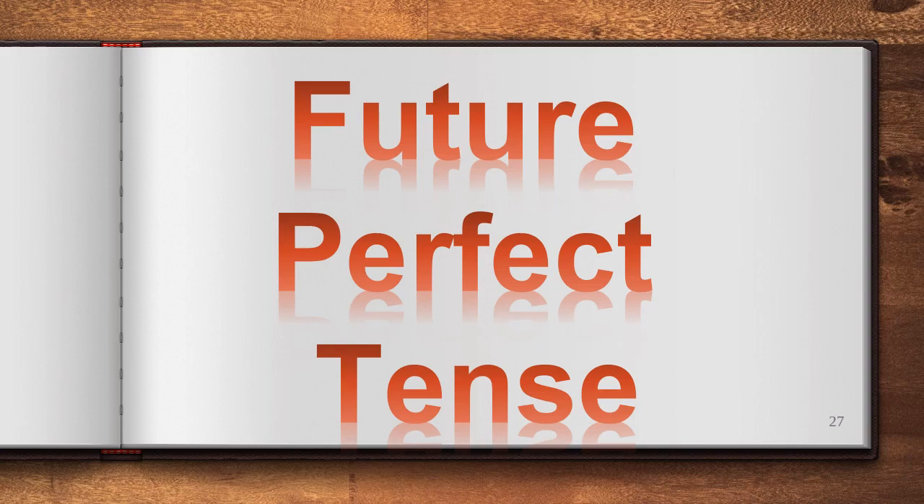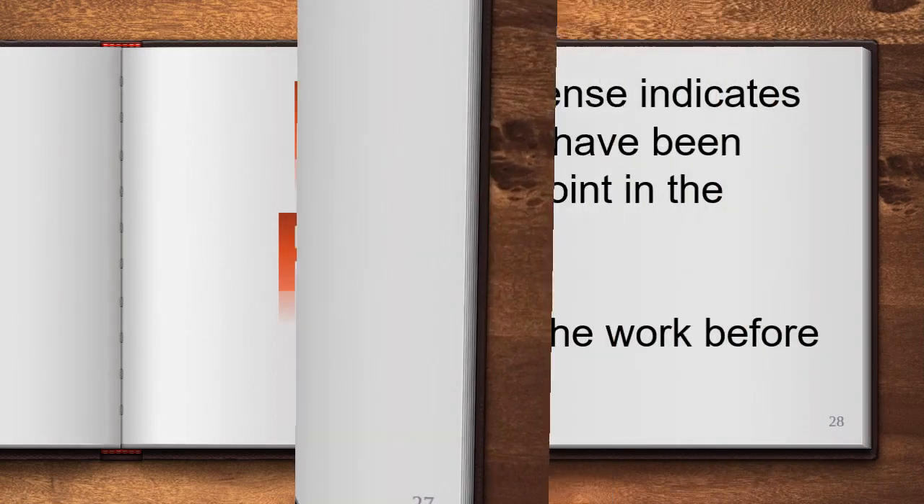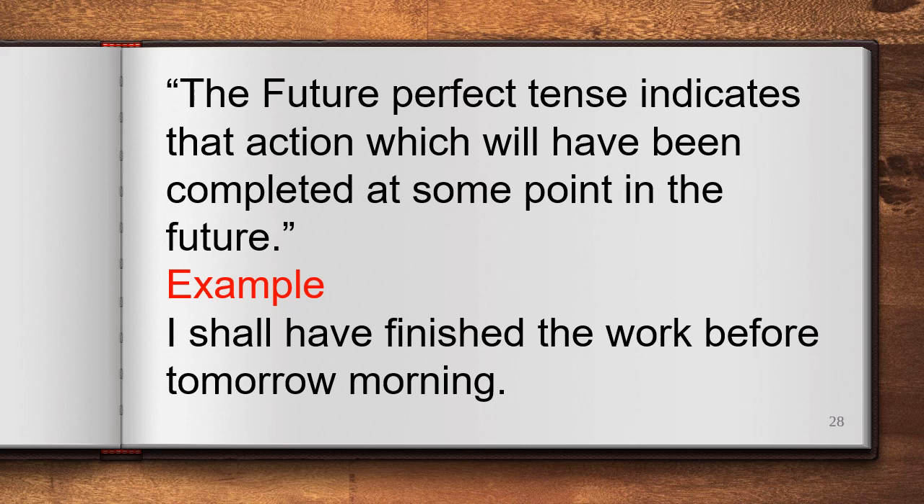The next type is future perfect tense. The future perfect tense indicates an action which will have been completed at some point in the future. So this tense shows an action that will be completed at some point in future. For example, I shall have finished the work before tomorrow morning. This sentence is showing future perfect tense. The formation of future perfect tense is will have or shall have plus verb third form.